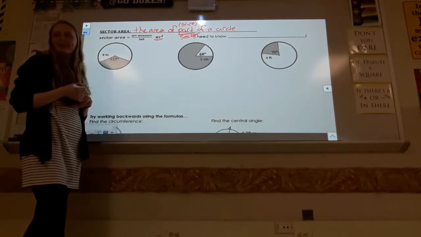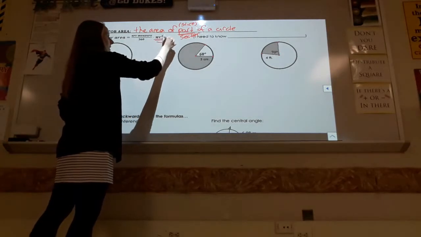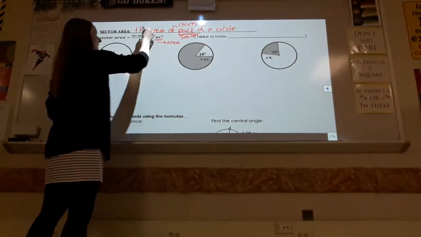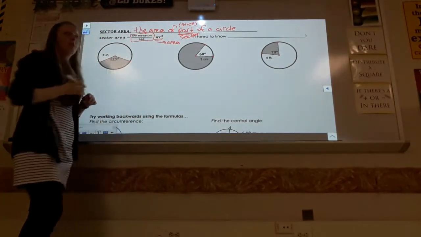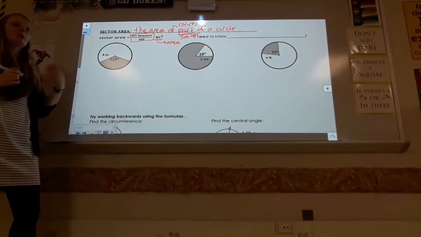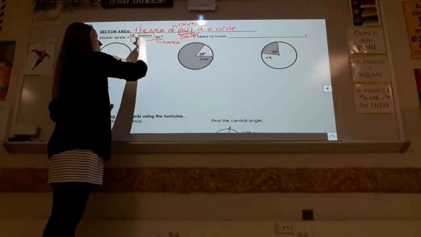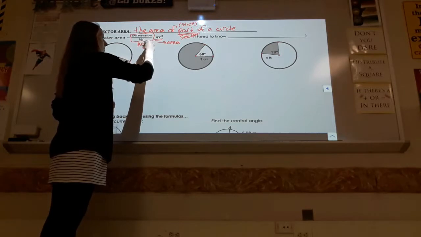This is area. And then we're using the exact same formula part that we did before. We're trying to figure out how much of the circle we have. How much? Is this 1/4 of a circle?